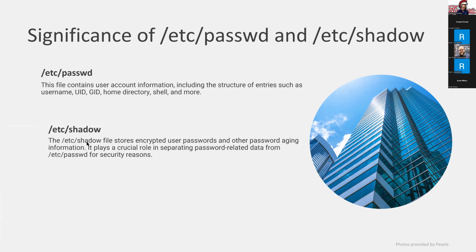I have a few more slides to get through, and then we also have the shadow file. The shadow file stores encrypted user passwords and other password aging information, so it's not in plain sight. There is no other location where these documents exist. These are them. It also plays a crucial role in separating password-related data from the other file.